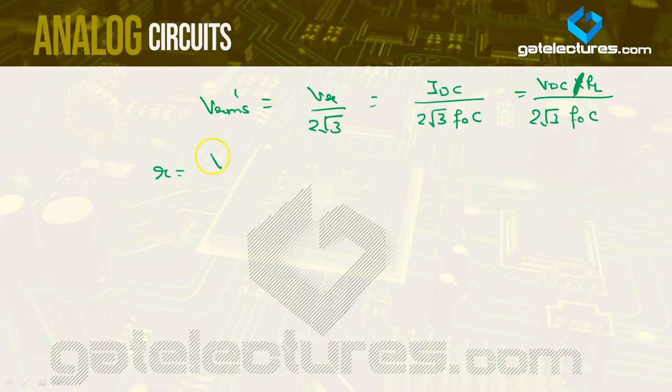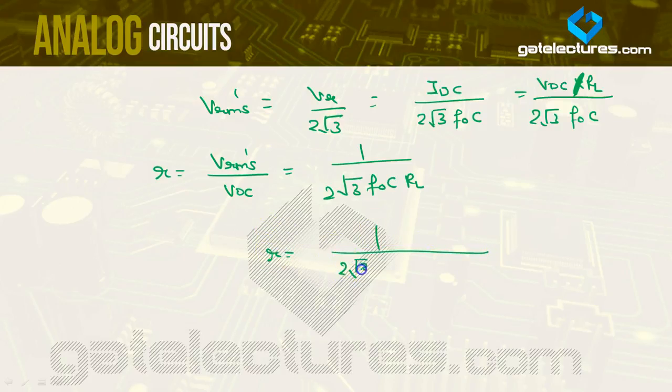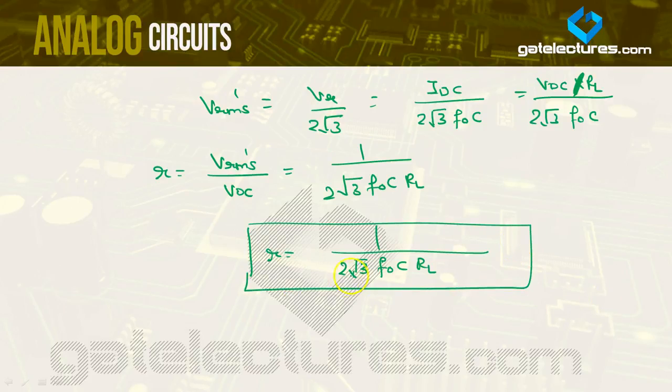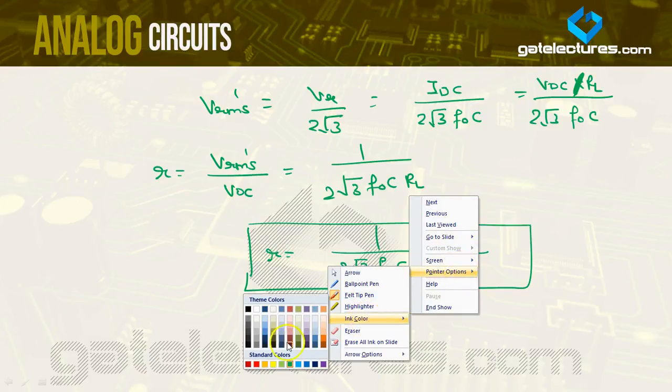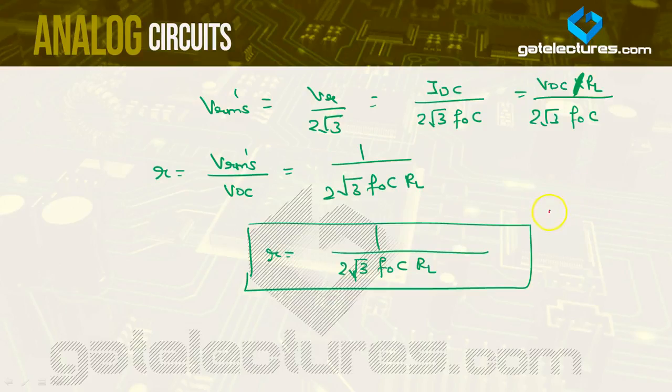Now what is the ripple factor? The ripple factor is Vrms prime upon VDC, as we already know. So it will be equal to 1 upon 2 root 3 F naught C RL. So the ripple factor is equal to 1 by 2 root 3 F naught C RL. This is a very important point that has been made here. That's the expression when you encounter a half wave rectifier circuit with the capacitive filter.